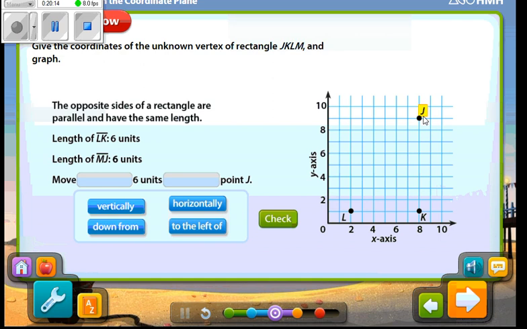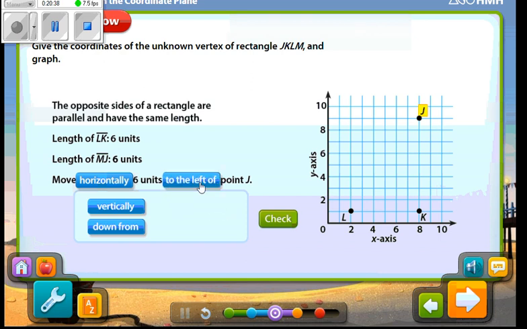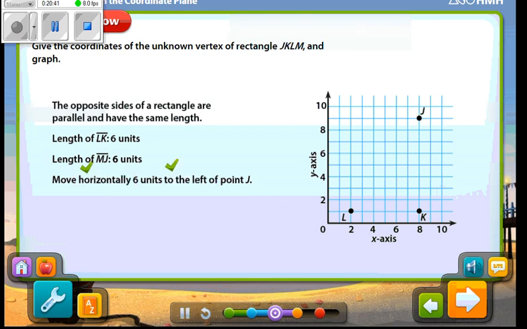Move blank 6 units. So we're going to move horizontally 6 units, blank, point J. So either down from point J, that would be like this, or to the left of point J. So it's going to be to the left of point J. Excellent. Move horizontally 6 units to the left of point J. Locate point M by clicking the location on the graph that represents M.